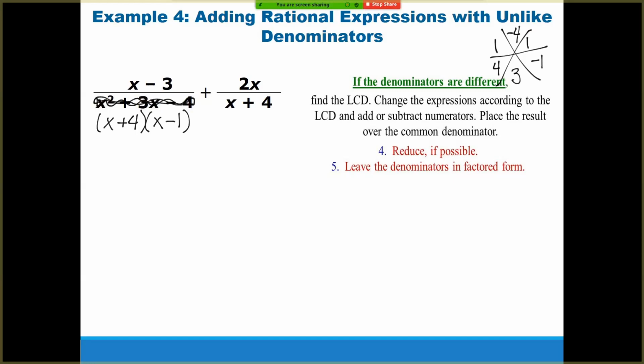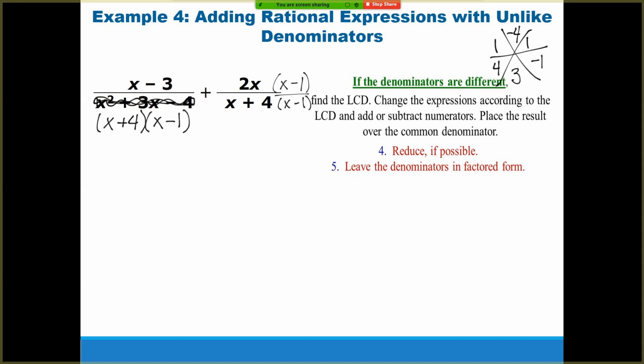So now when I look at my two rational expressions, I need to figure out what the least common denominator is. Would you agree that both fractions have x plus 4 in them? Yeah. So to get my least common denominator, I've got to figure out what's missing in one of them. Well, the first fraction has x minus 1 in it, but the second one does not. So we're going to take the second fraction and multiply it by what's missing, the x minus 1.